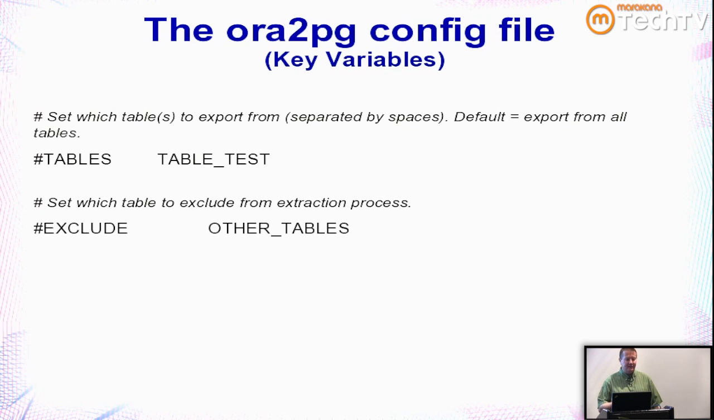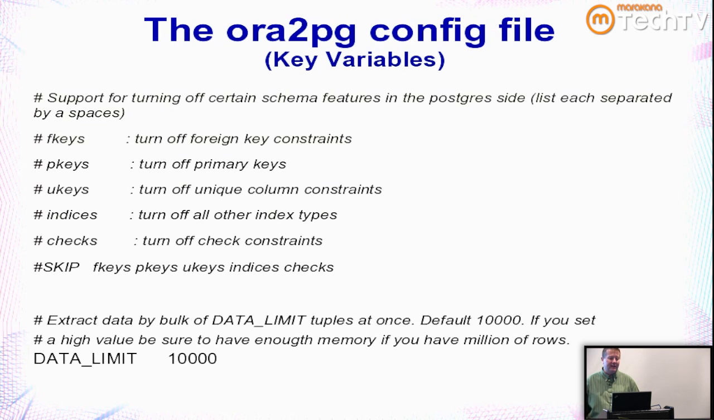The opposite of that is the exclude variable. So you can say, I want to dump everything except for the list of tables that I give it in the exclude variable. There's a skip function or variable that basically says, I want to skip foreign keys, primary keys, unique keys, and so on and so forth. All this will do is say, effectively, don't dump these constructs for me. Dump everything else but what I specify.